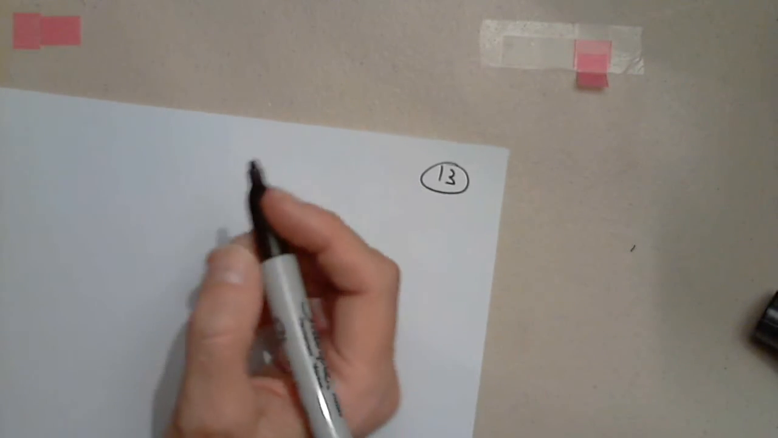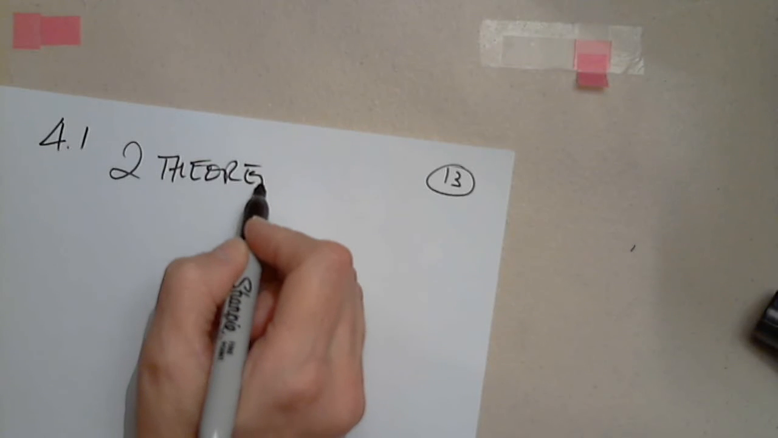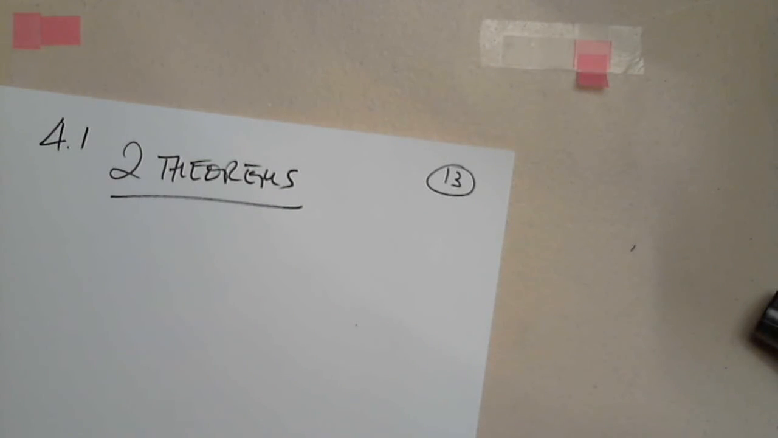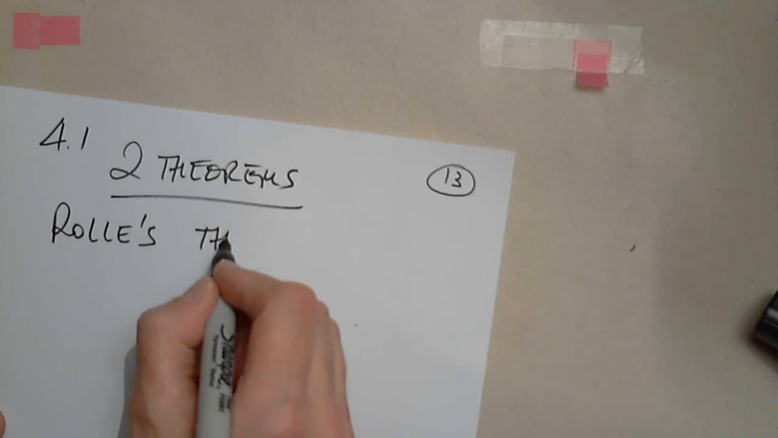So if you don't have anything else, we're ready to move on to 4.1. There are 2 theorems here that we are going to look at. One is called Rolle's theorem.